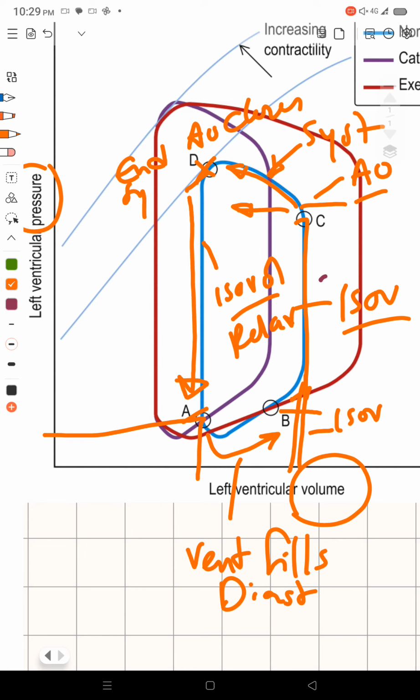So again, from A to B, this is the diastole, this is the ventricular filling. From B to C, this is isovolumic contraction. From C to D, the volume gets ejected from the ventricle, so the volume decreases while the pressure is still increasing, and this is systole. And from D to A, this is the isovolumic relaxation, when pressure drops sharply while the ventricular volume does not change. So this is under normal conditions.